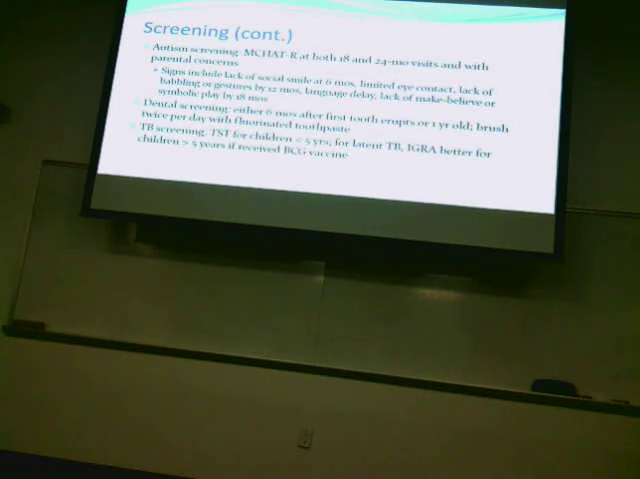Dental screening. They should see a dentist either by 6 months after their first tooth comes up or by 1 year of age. And they should brush twice per day with fluoride toothpaste when they have a tooth. The TB screen, the TST, that's not T-SPOT, that's the tuberculosis skin test, and it's for children less than 5 years. For latent TB, it's better to do the IGRA testing, which is better for children greater than 5 years or if they've had the BCG vaccine before.